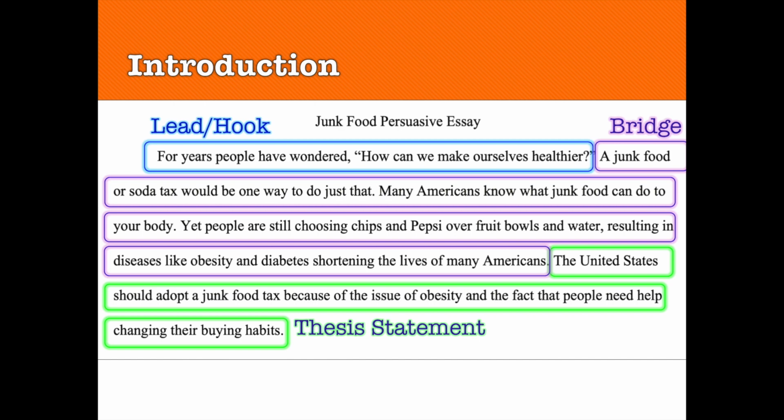Thesis statement: the United States should adopt a junk food tax because of the issue of obesity and the fact that people need help changing their buying habits. That is the most important sentence. If you haven't seen my thesis video, go see that. I'm linking back to a lot of my videos because what I'm talking about requires quite a bit of prior knowledge and training. The United States should adopt a junk food tax. That is my stance. Because of the issue of obesity, that is reason one. And the fact that people need help changing their buying habits, that is reason two.